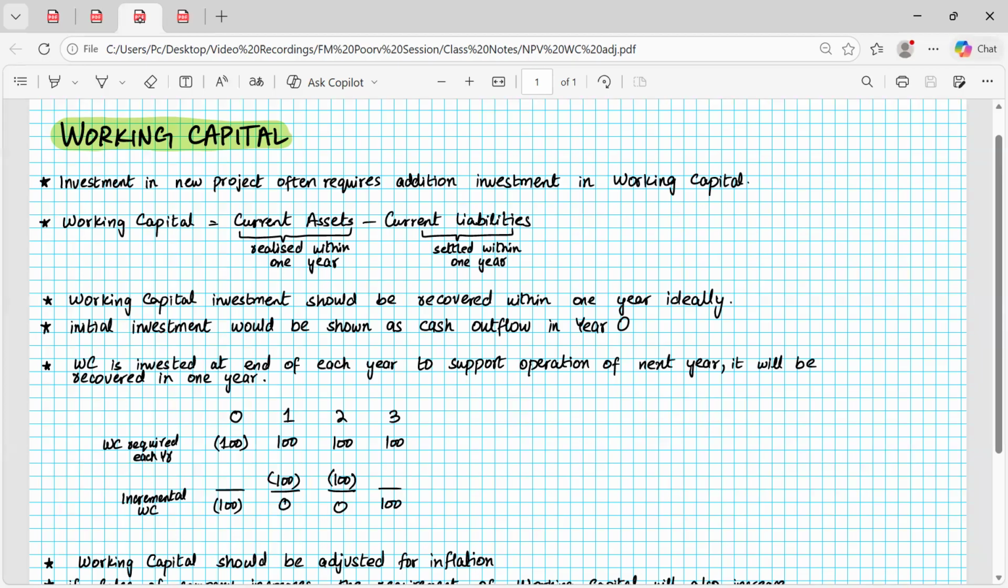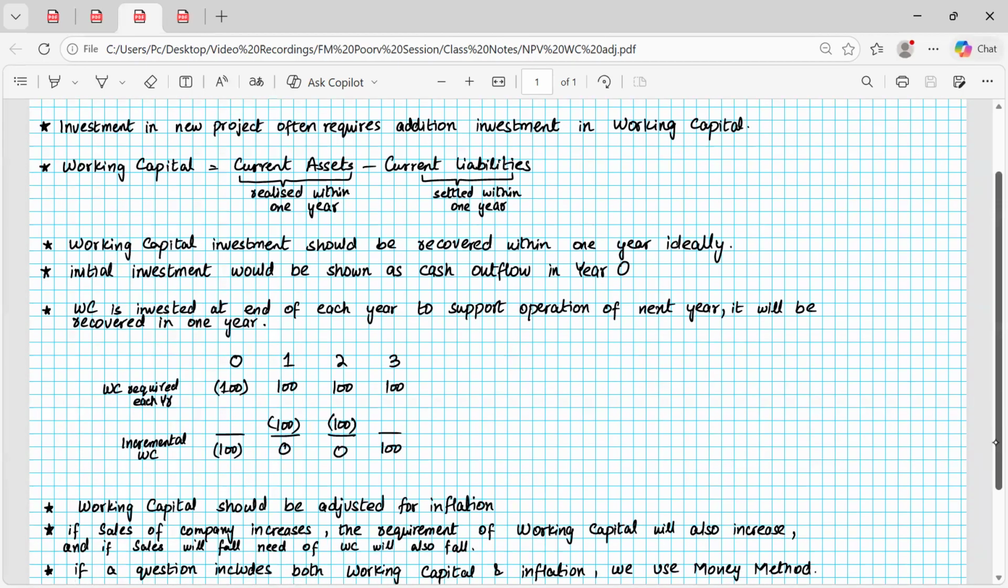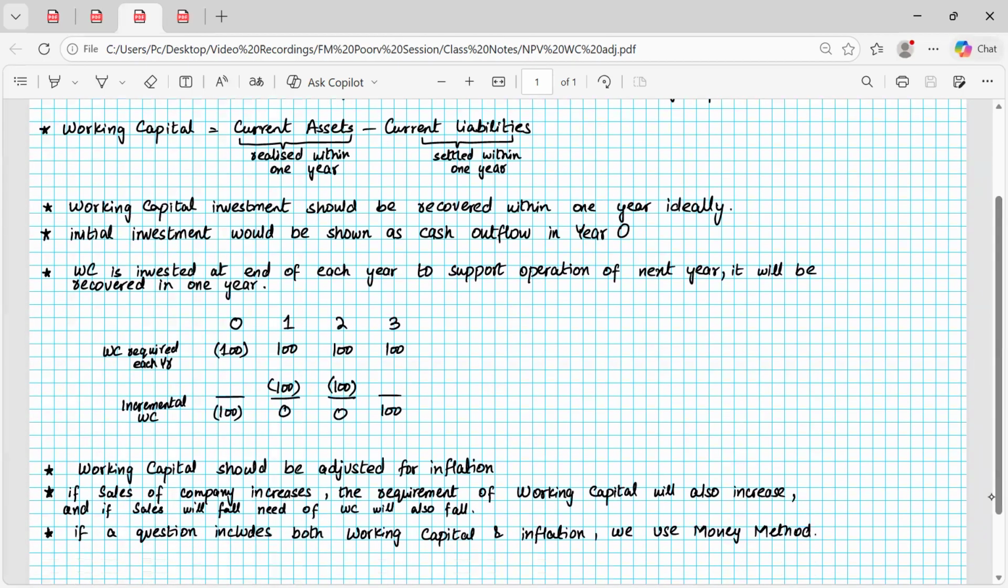Yes. So it means that when I invest in the project, the initial investment is done. Then I will invest something in working capital today, and I will assume that I will recover that in year one. Similarly, if I spend something in year one, I will assume that I will recover that in year two. Ideally, it should be like that. For year two, whatever I invest, I will get back in year three. So this is the point that you need to understand. Now comes the main part: how you show the working capital in the NPV format. That is the important thing.